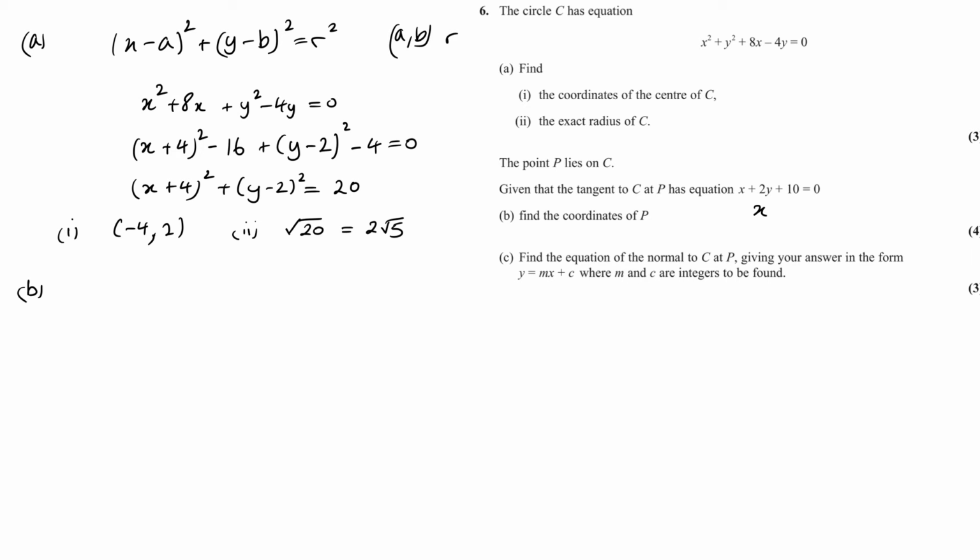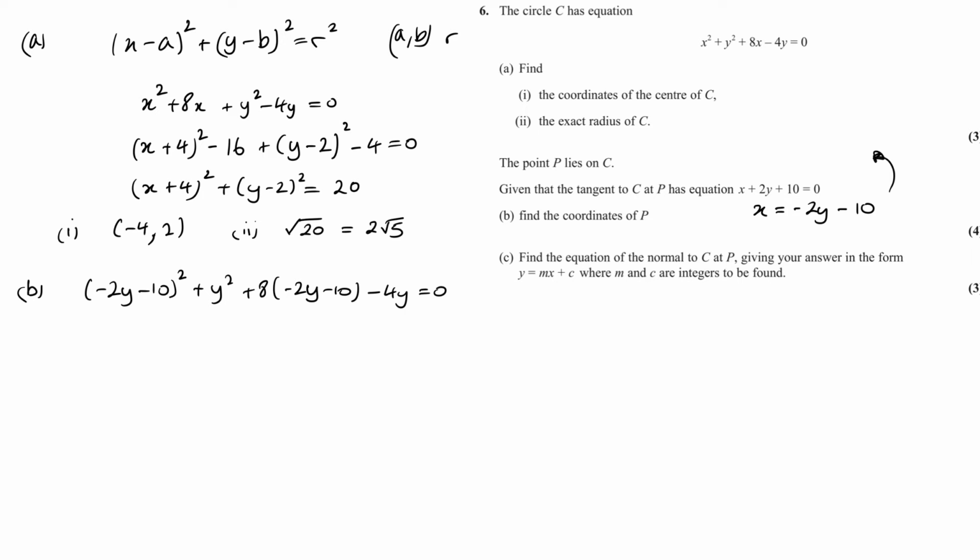So I'm going to rearrange this one. So x equals minus 2y minus 10. And I'm going to put that in that top equation. So I'm replacing my x. So minus 2y minus 10 squared plus y squared plus 8x plus 8 times 2y minus 10 minus 4y equals 0. Yeah, so just replacing my x in both of these terms.